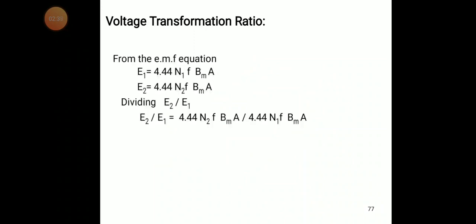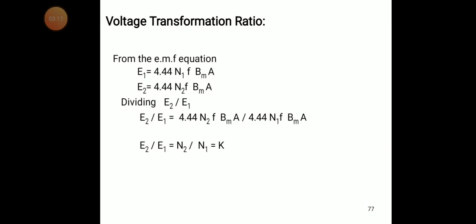In the last class we already discussed the induced EMF equation of the transformer. That is E1 equals 4.44 N1 f Φm, and E2 equals 4.44 N2 f Φm. Now divide E2 by E1, that is the induced EMF of the secondary coil by the induced EMF of the primary coil, which is given by E2 by E1 equals N2 by N1.